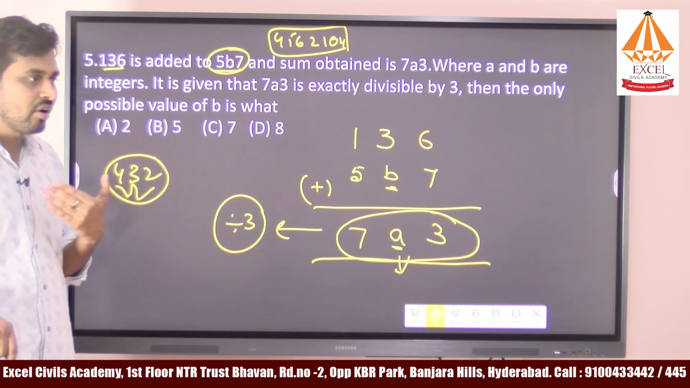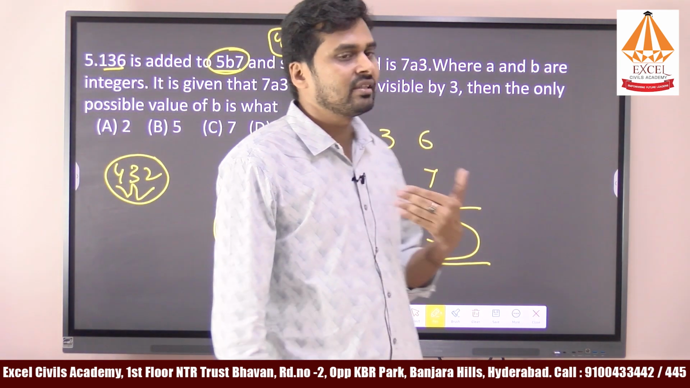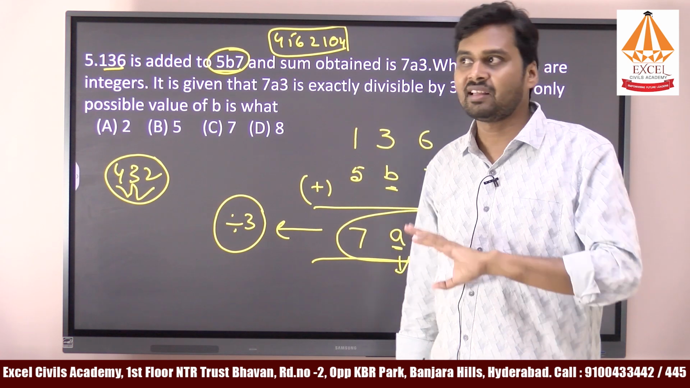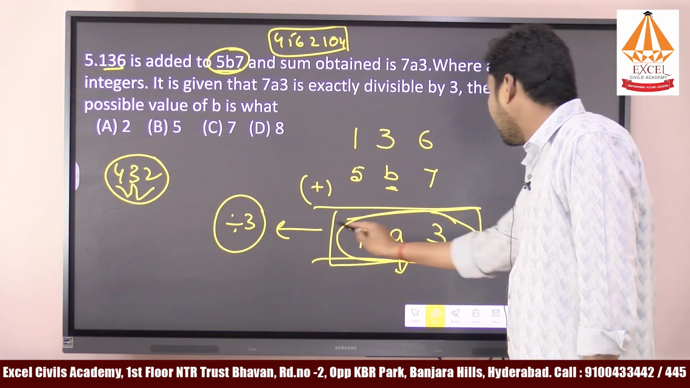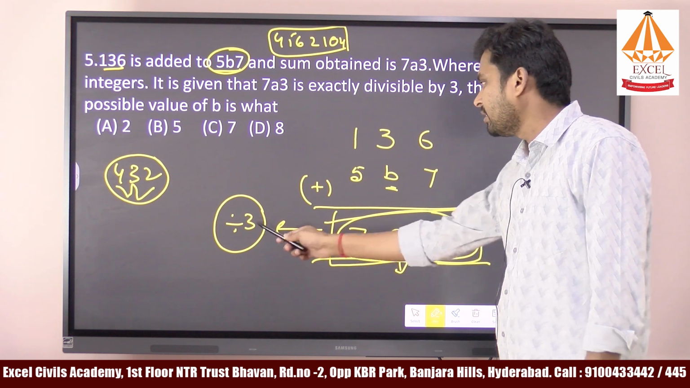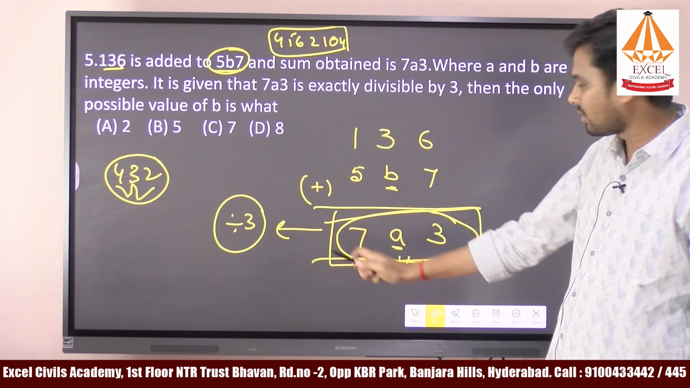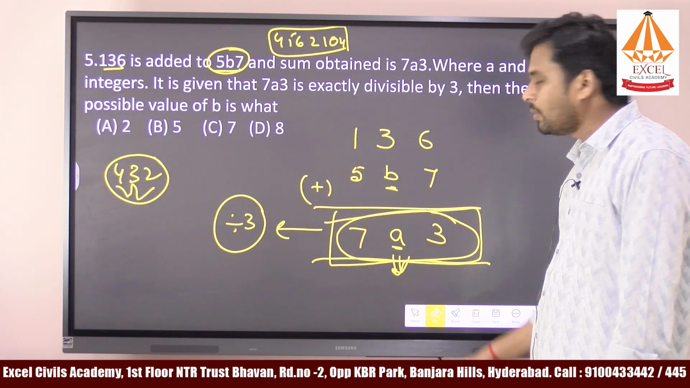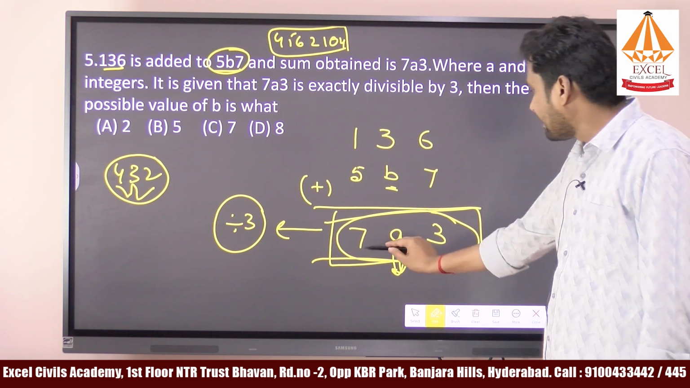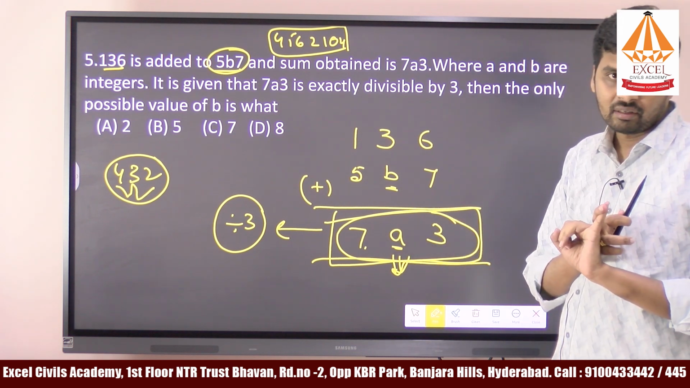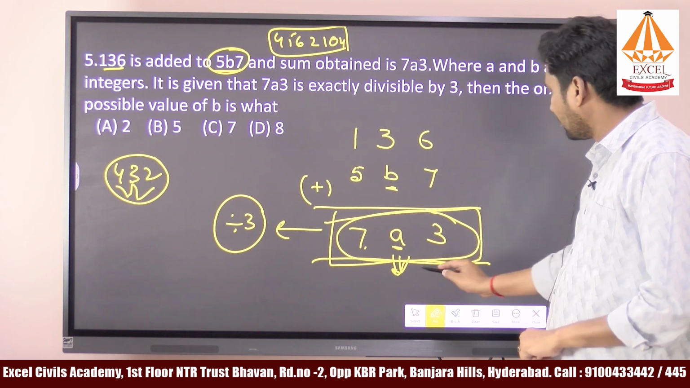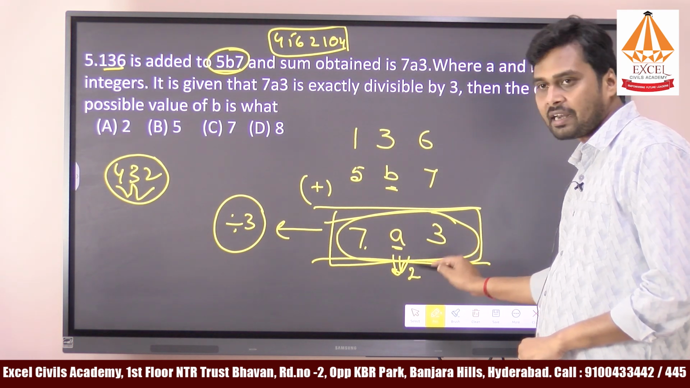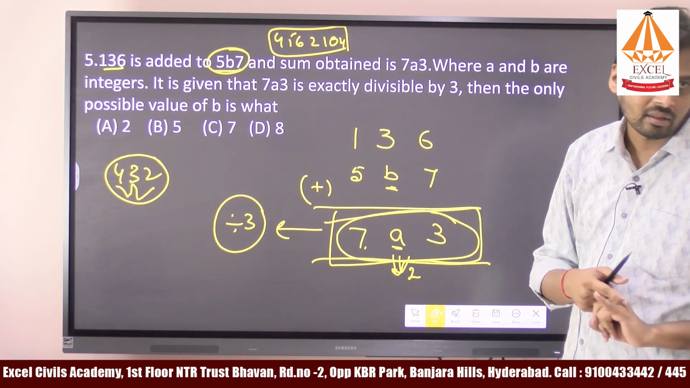So the divisibility rule of 3 is, if the sum of the digits in the given number is divisible by 3, then we say that the complete number is divisible by 3. Based on that, it was mentioned that this 7a3 is divisible by 3. What should be the possible numbers of a? 7 plus 3 is 10 already. Then what should be the a values? 2. 10 plus 2 is 12, 12 is divisible by 3.